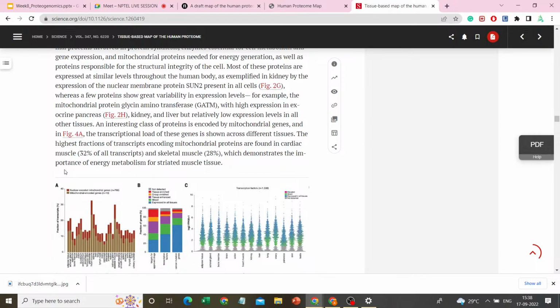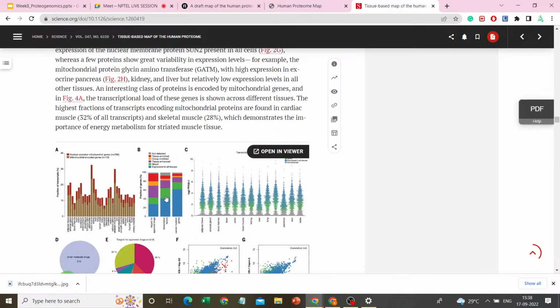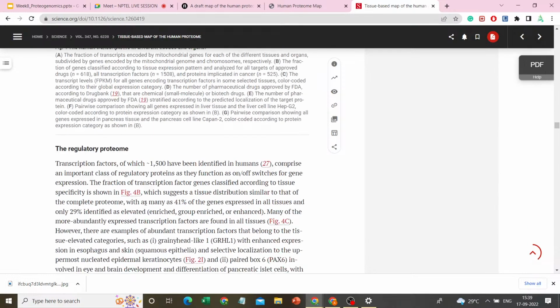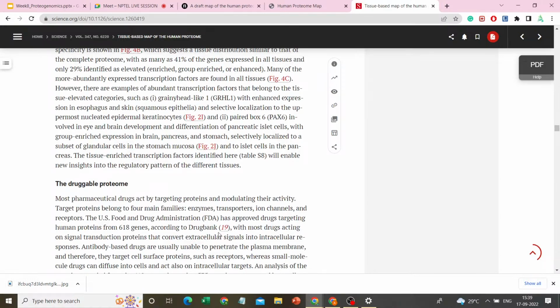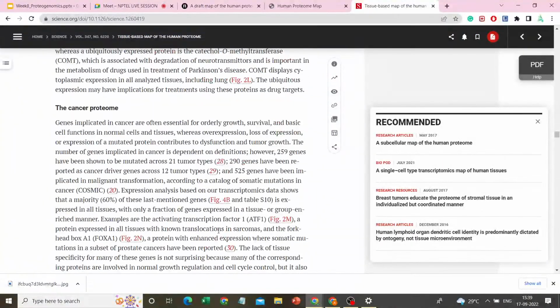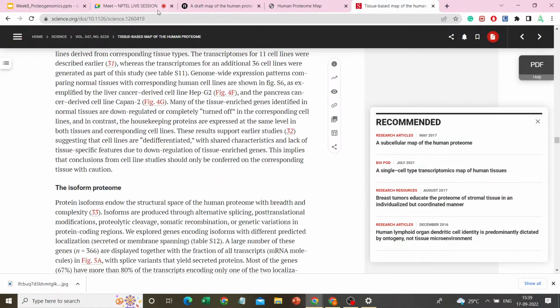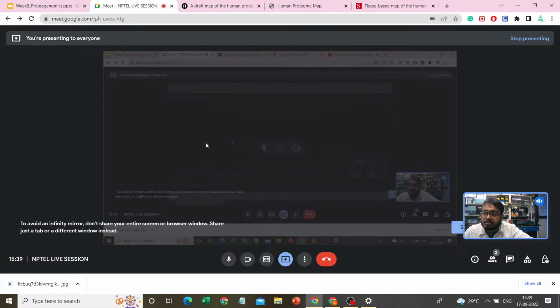So if these housekeeping proteomes are altered, then it can cause us much more difficulty. And the regulatory proteome, the transcription factors, the druggable proteome and the cancer proteome have all been discussed in depth in the videos for this week's session. I just wanted to give a glimpse, an idea, that there have been three efforts altogether to identify the proteins that are present across the human body.